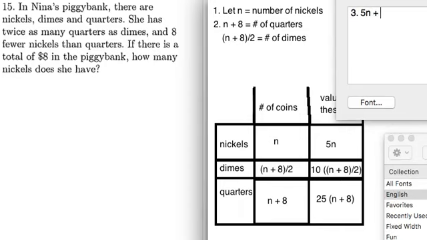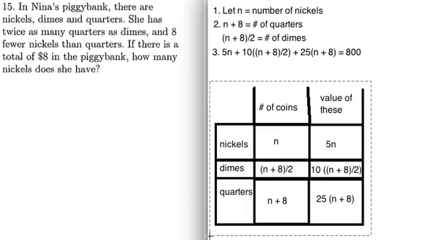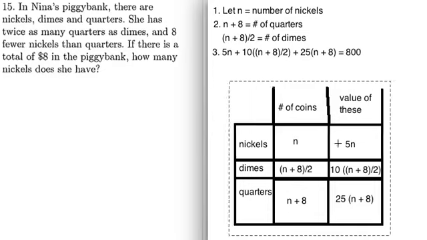So my equation is just going to be me writing all three of these expressions added together. 5n plus 10 times n plus 8 divided by 2. And then plus 25 times n plus 8. And I make those equal to the 800. That comes from $8, right? 800 cents. So that's my equation right there. And then once I've got that taken care of, this table I'm still going to keep in my back pocket, but I'm just going to move it out of the way to give myself a little space.